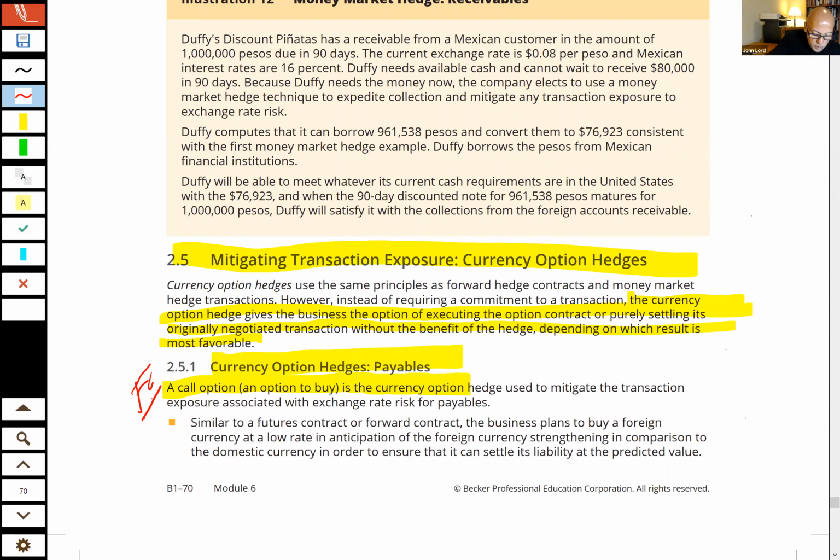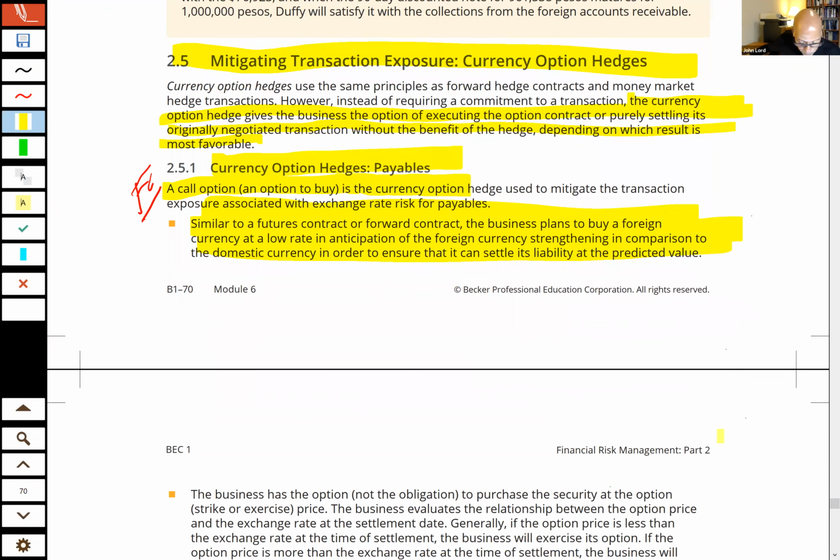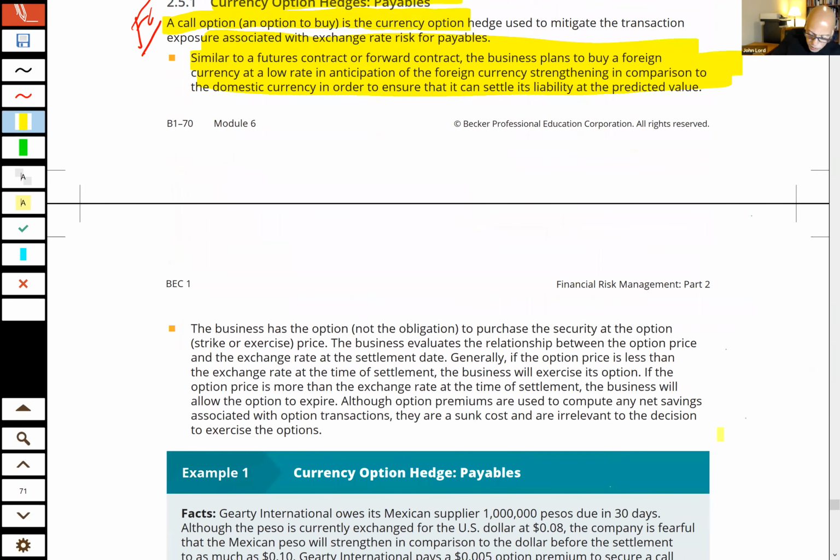And we say that it is similar to a future or forward contract. The business plans to buy a foreign currency at a low rate in anticipation of the foreign currency strengthening in comparison to the domestic currency. Let's flashcard what we should do: if the option price is less than the exchange rate at the time of the settlement, the business will exercise its option. If the option price is more than the exchange rate at the time of settlement, the business will simply allow the option to expire. Companies prefer this option approach because they don't have to actually buy the currency.